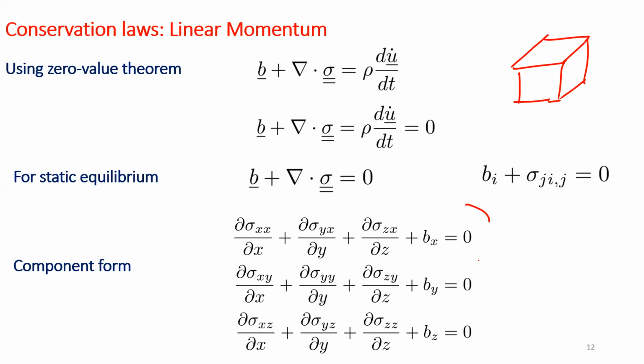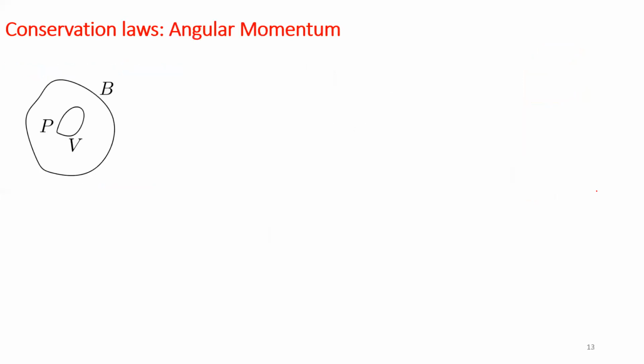Instead of writing this many expressions, how many terms are there? 1, 2, 3, 4 into 3. Instead of 12 terms, we can write it in terms of 2 terms. That was the primary use of resorting to the indicial notation. All right, so now that we have finished the linear momentum equation, let's see.